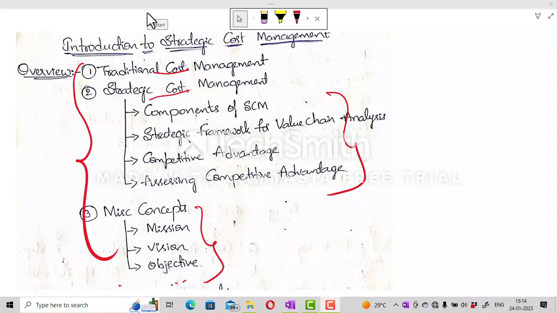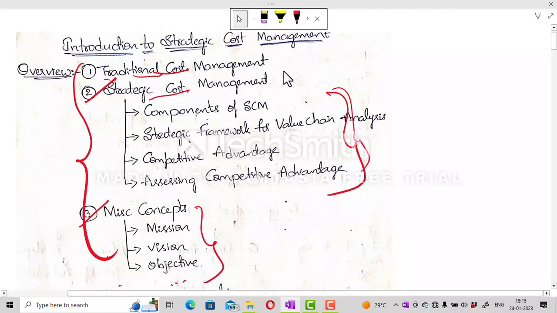Let's start with the first chapter of SCMPE. It is Introduction to Strategic Cost Management. We have these three topics in the first chapter: traditional cost management, strategic cost management, and a few miscellaneous topics. In strategic cost management, we have four more topics.